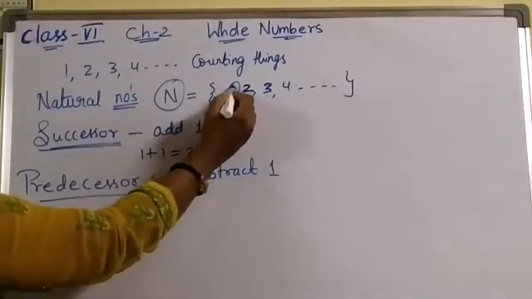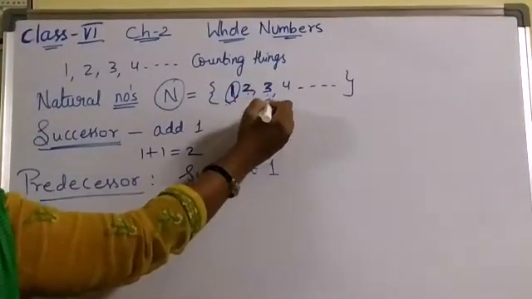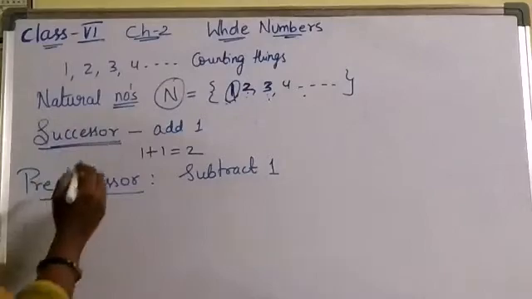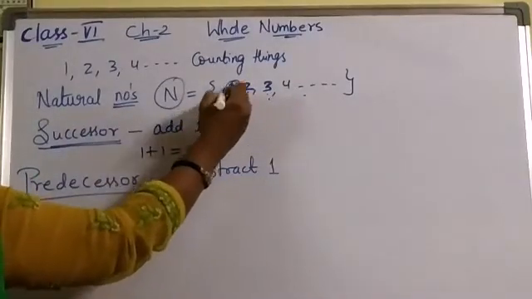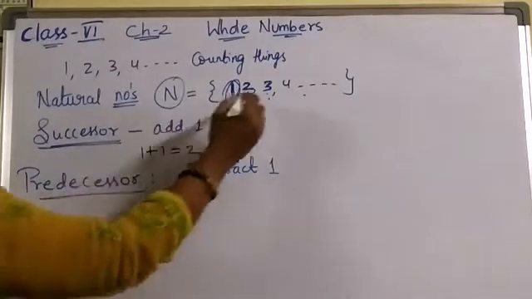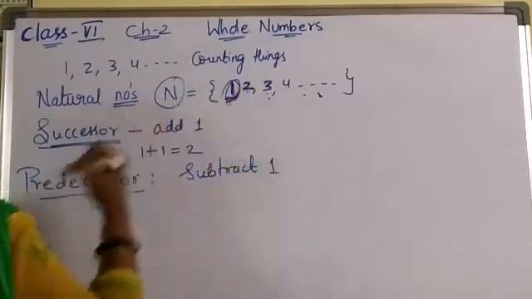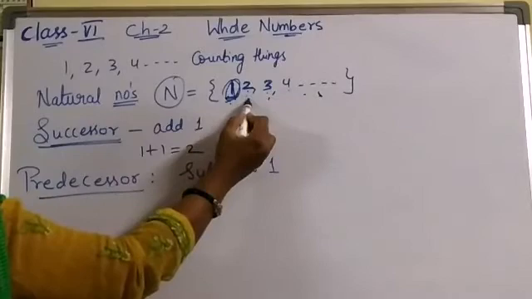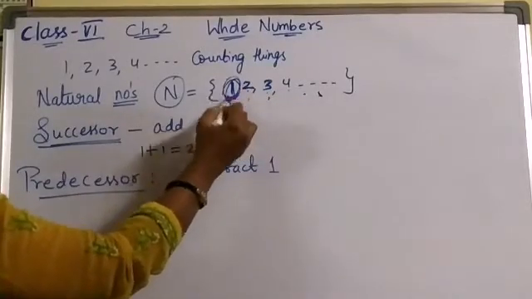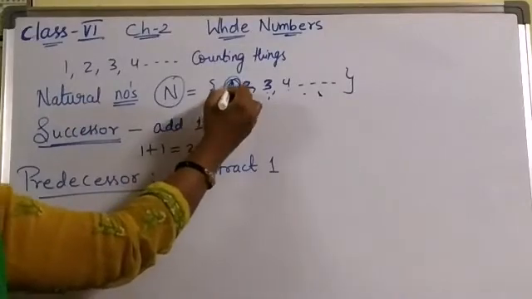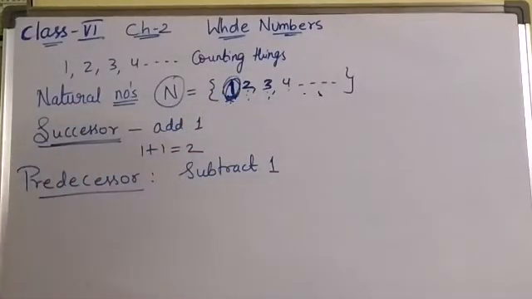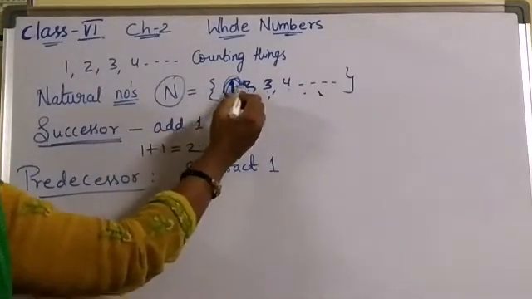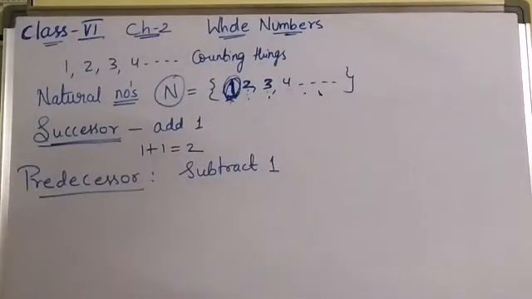Every natural number has a successor. What is the successor of 1? 2. Successor of 2 is 3. Successor of 3 is 4. But in natural numbers, every number except 1 has a predecessor. What is the predecessor of 4? 3. Predecessor of 3 is 2. Predecessor of 2 is 1. Then what is the predecessor of 1? It doesn't exist, because 1 is the smallest natural number.